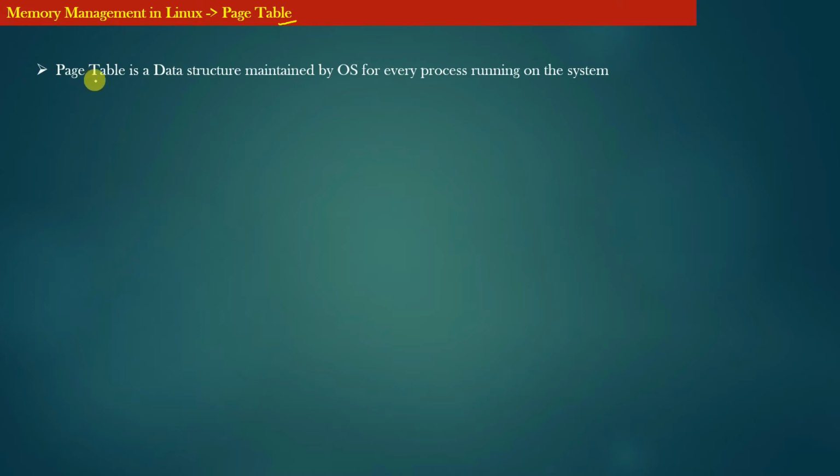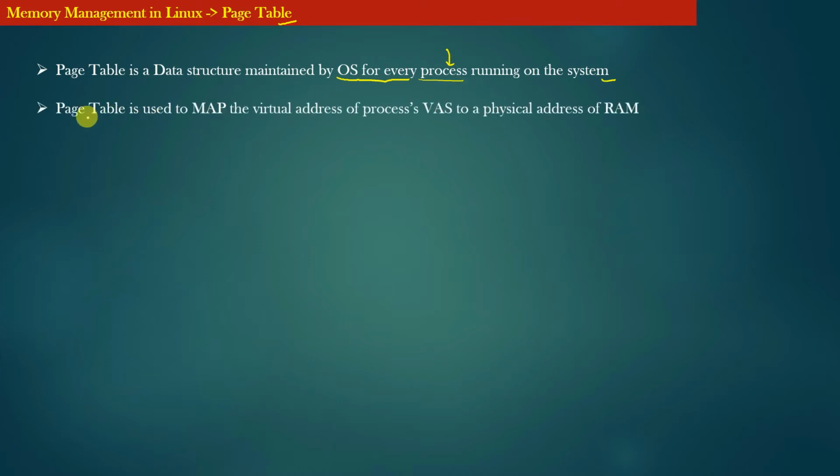So guys, next let us discuss what is page table. Page table is a data structure which is maintained by the operating system for every process that is running in the system. Remember, page table is for every process. That is, every process has its own private page table. Page table is used to map the virtual address of a process's virtual address space to a physical address in RAM.